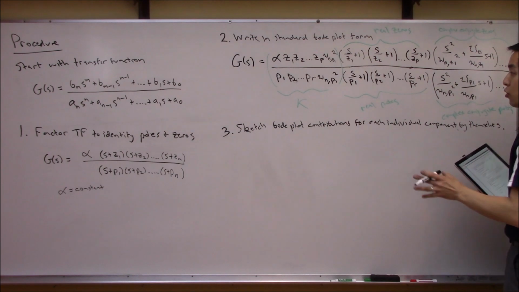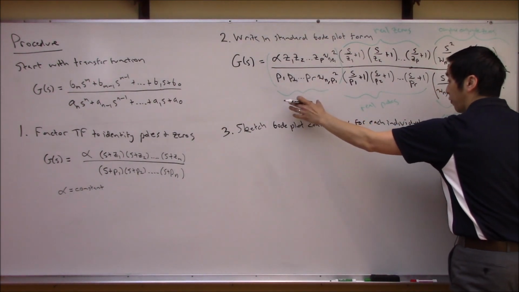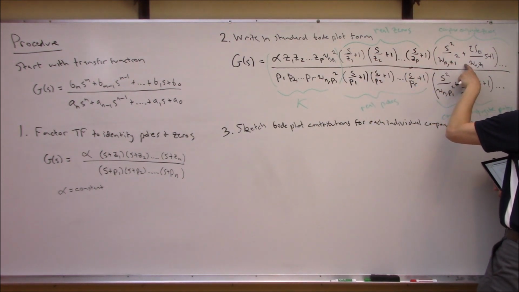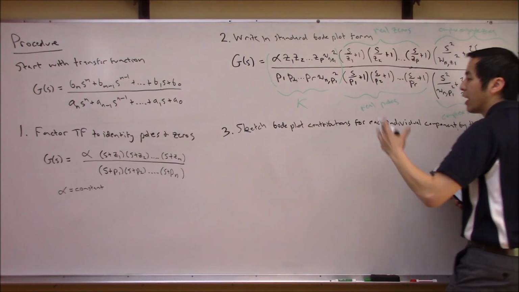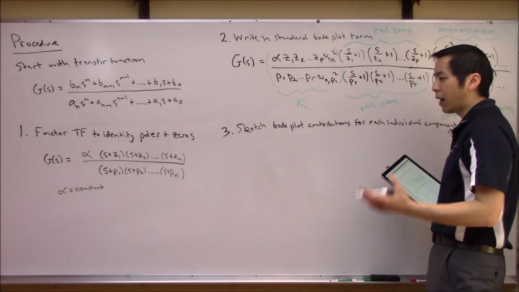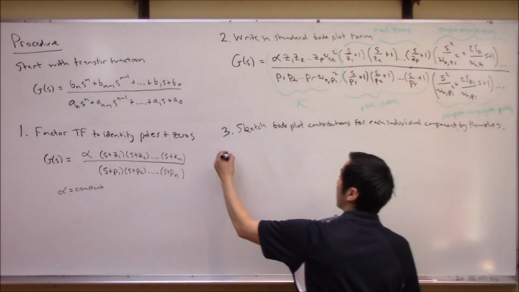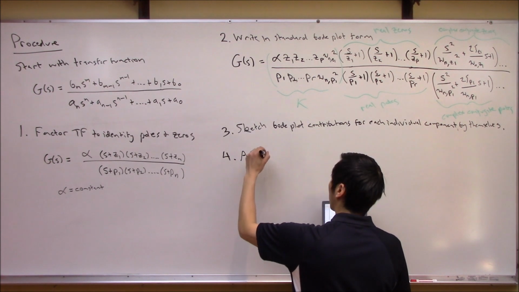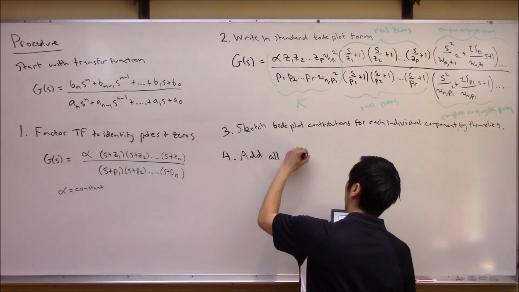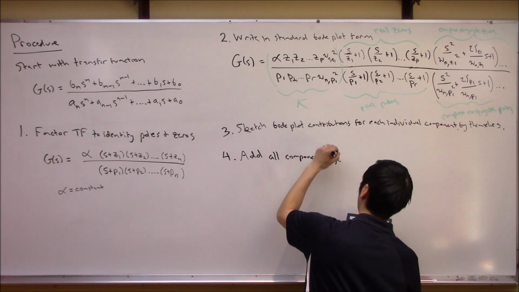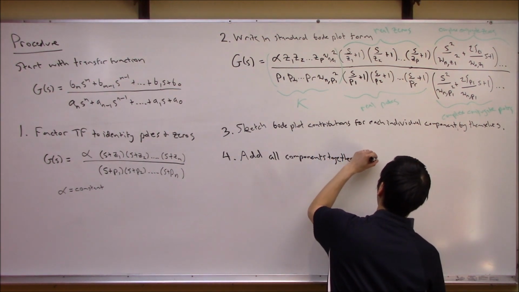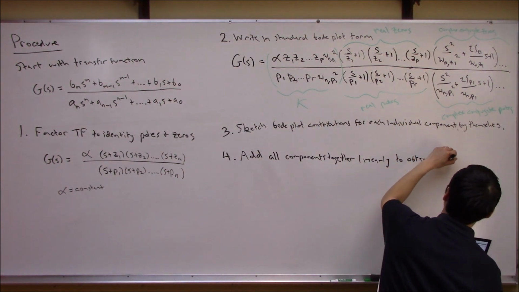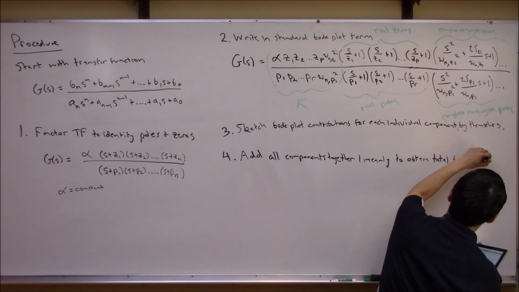Okay, so you could sketch a Bode plot for a constant gain K. You would sketch a Bode plot for just this zero, just this pair of complex conjugate zeros, etc. And once you have all of those Bode plots by themselves, you just need to linearly add them together. So the last step here is: add all components together linearly to obtain the total Bode plot. Right?